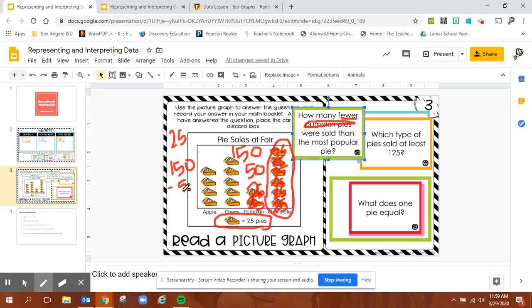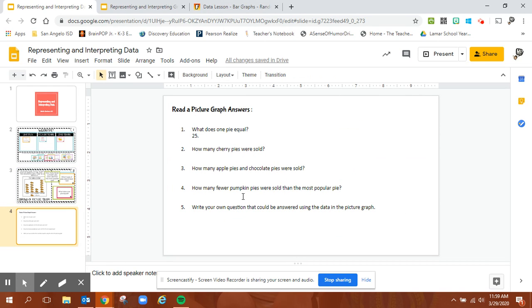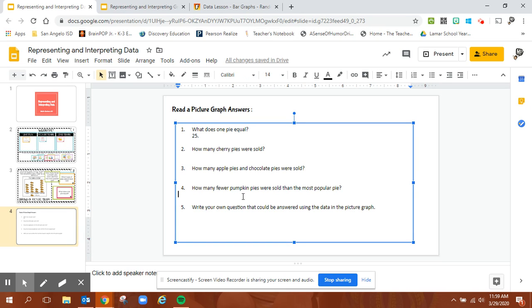minus 50. Okay? So when I subtract, 0 minus 0 is 0. 5 minus 5 is 0. 1 minus nothing is 1. So our answer to question number 4, how many fewer pumpkin pies were sold than the most popular pie, would be 100. Okay?